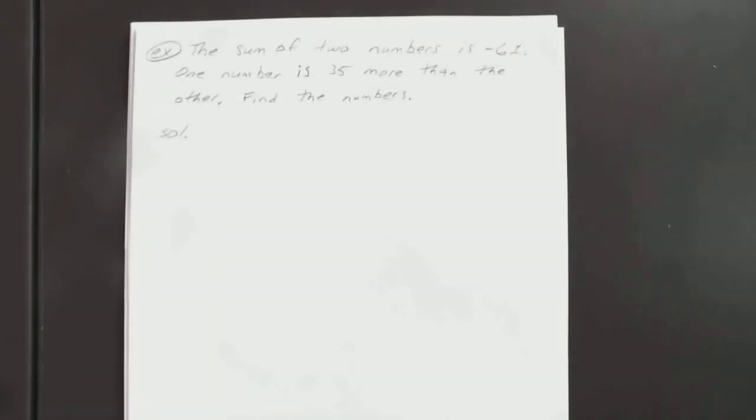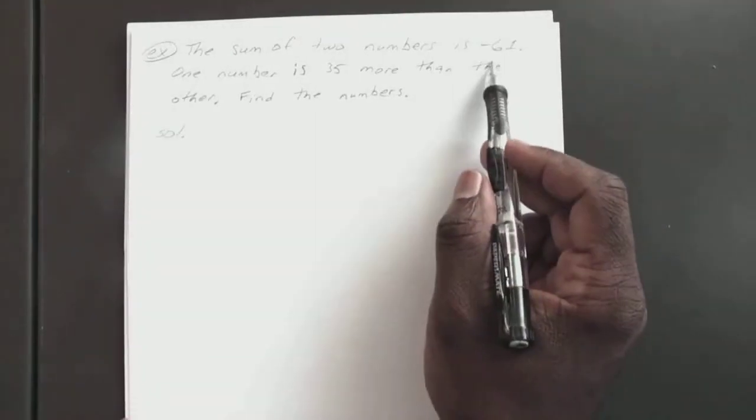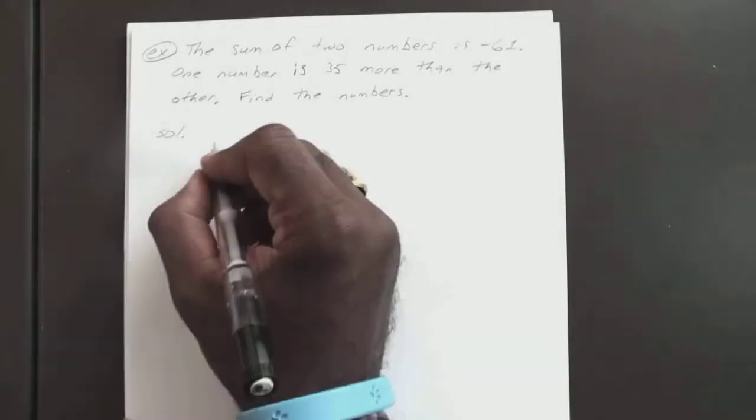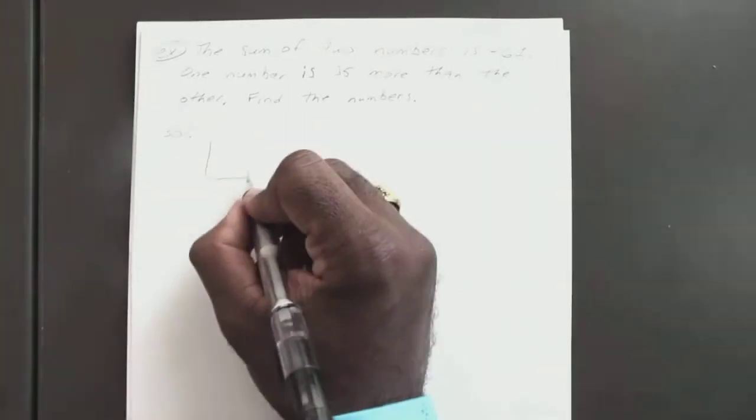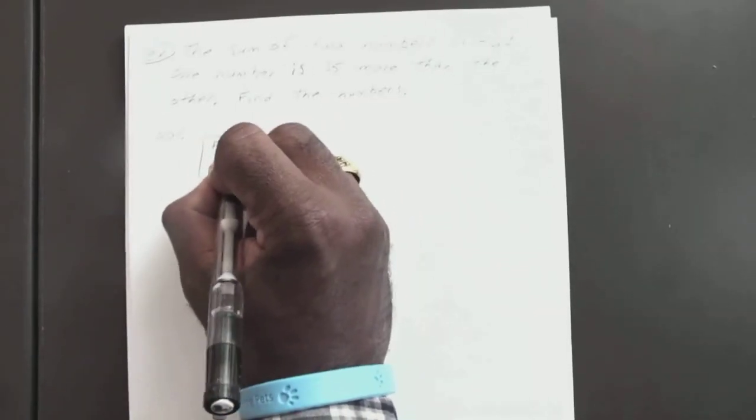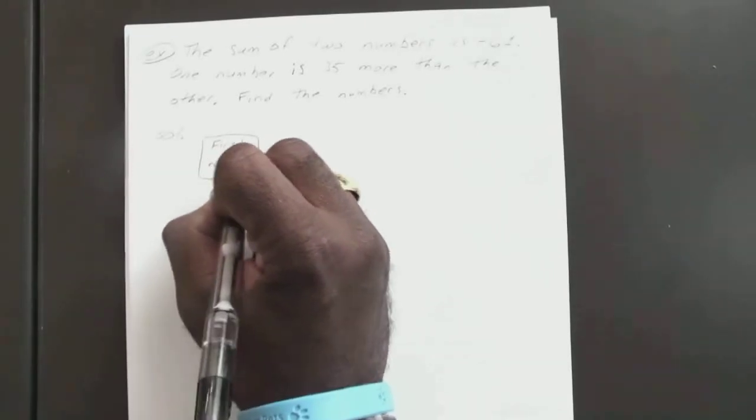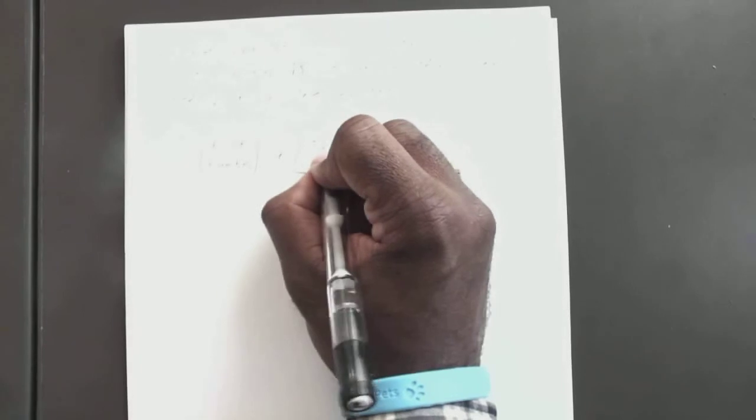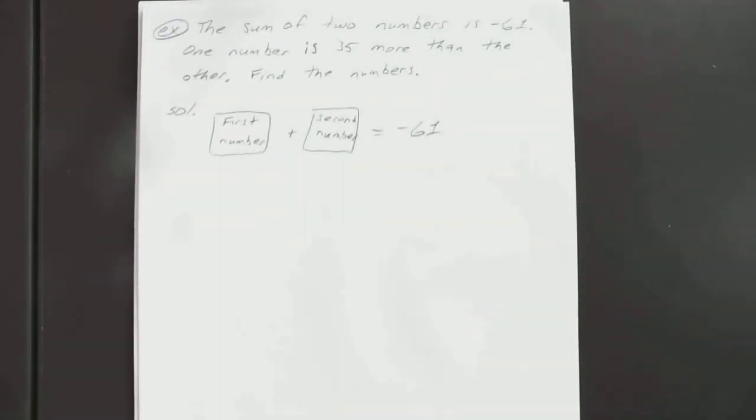So we know that if you add those two numbers together, it's going to equal negative 61. So the first number plus the second number is going to equal negative 61. Okay? We just don't know what those two numbers are. Okay? We know that one number is 35 more than the other.